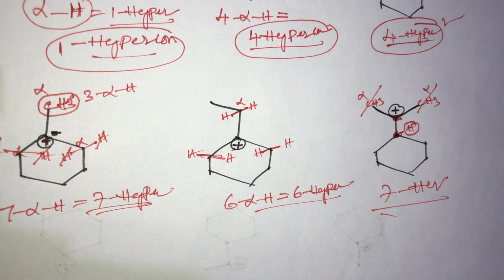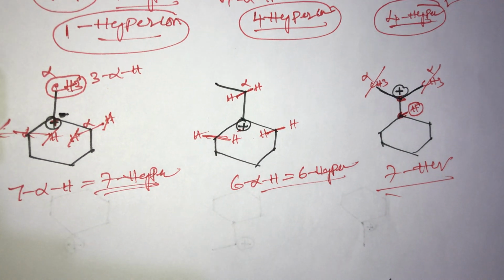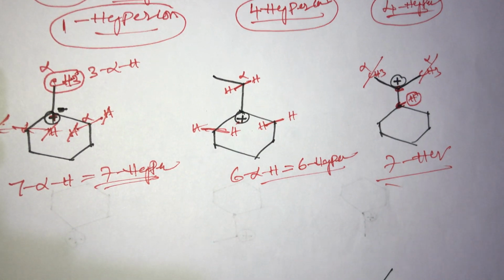The carbon next to the positive charge is called the alpha carbon. Sorry, the alpha carbon contains alpha hydrogens. The total number of alpha hydrogens equals the total number of hyperconjugates. That alpha hydrogen is equal to a hyperconjugate, simple.